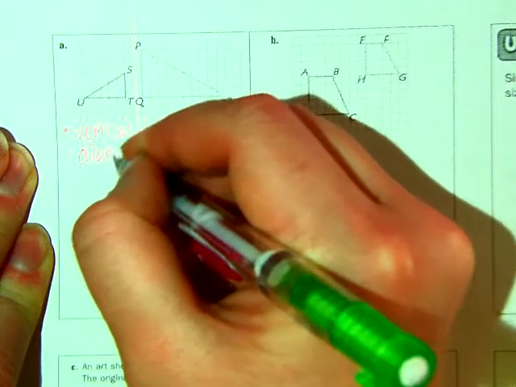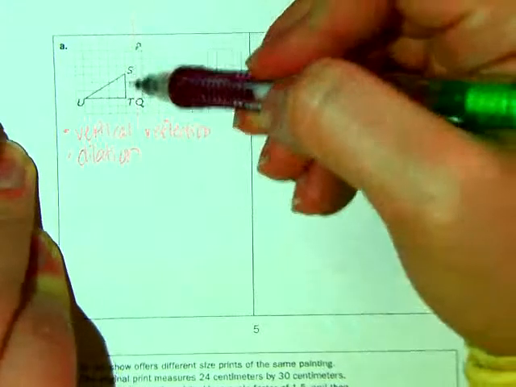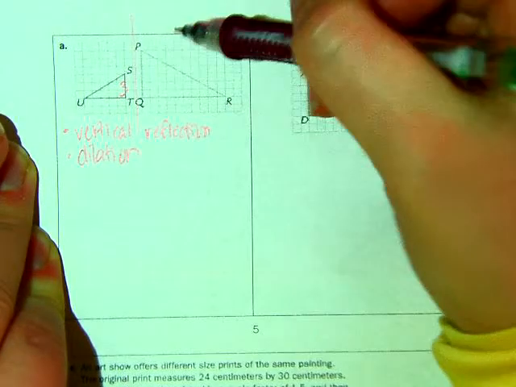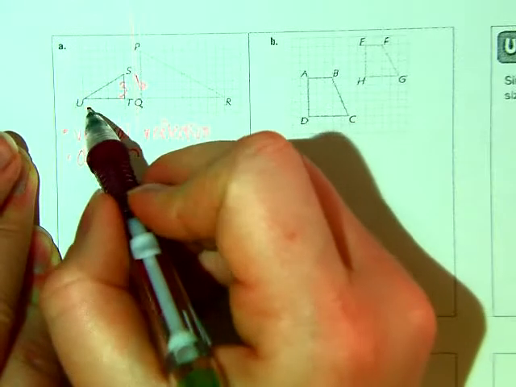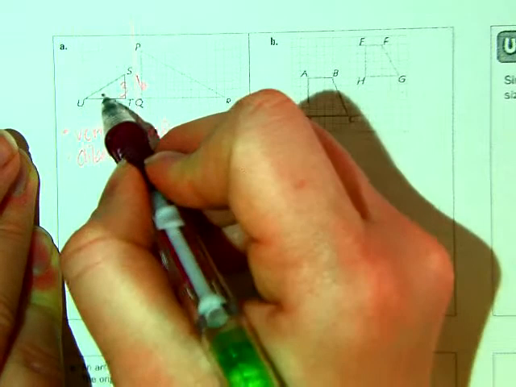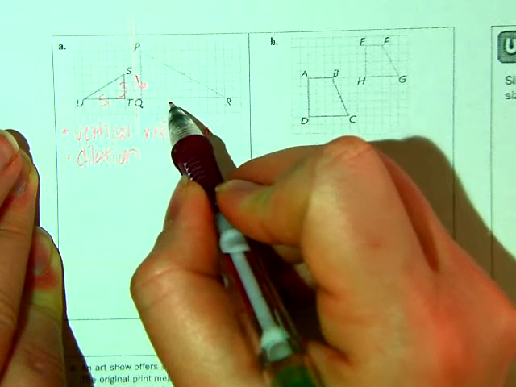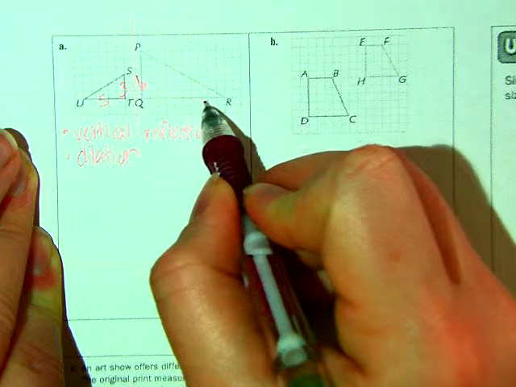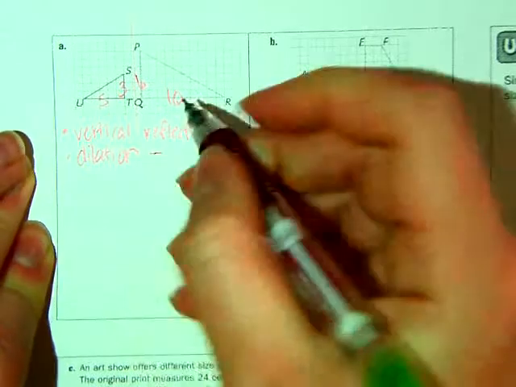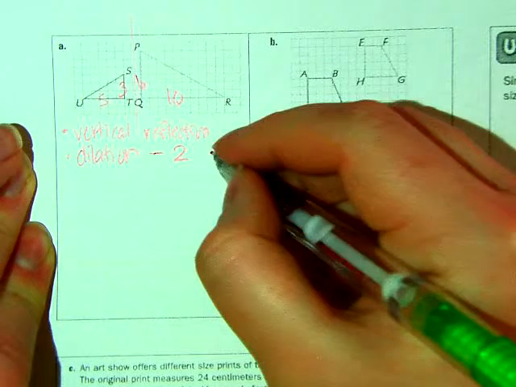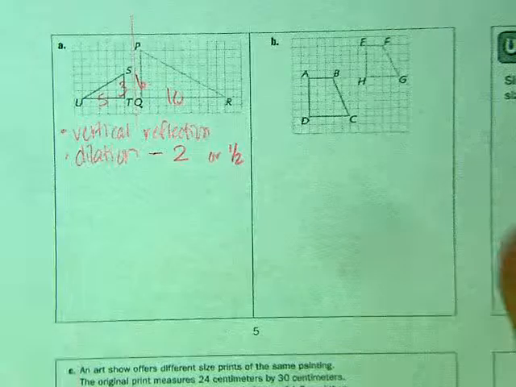And then we got bigger, so it would be a dilation. But we need to check that dilation. So S to T is 3. The corresponding side would be 1, 2, 3, 4, 5, 6, P to Q. Okay, let's check this other flat side. 1, 2, 3, 4, 5, 1, 2, 3, 4, 5, 6, 7, 8, 9, 10. Twice as big, twice as big. So its dilation is of 2 or half. And it's a true similar.